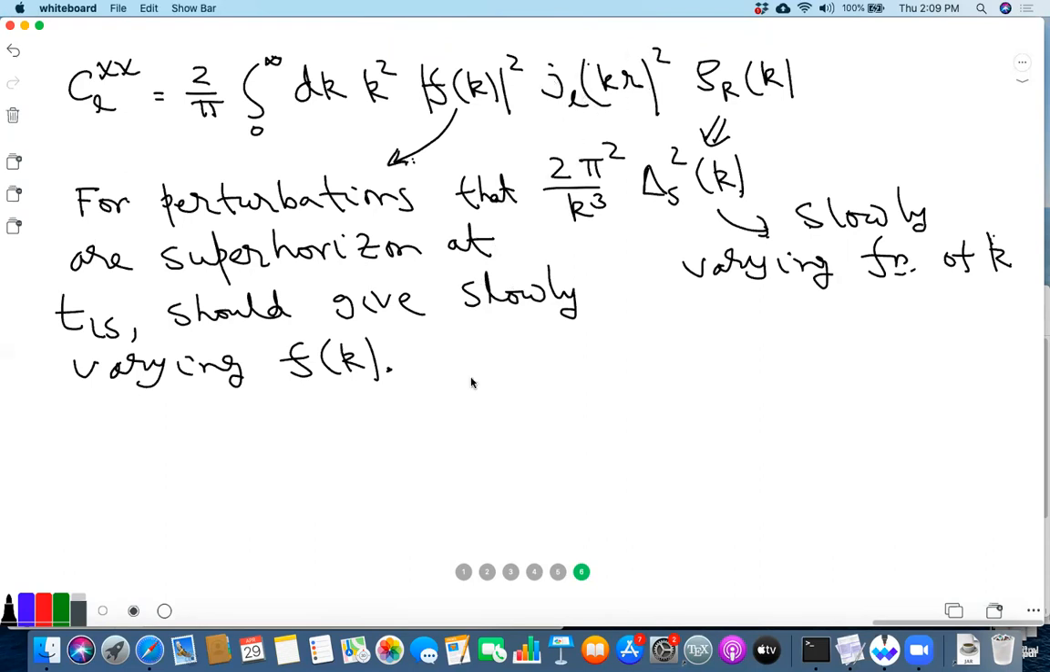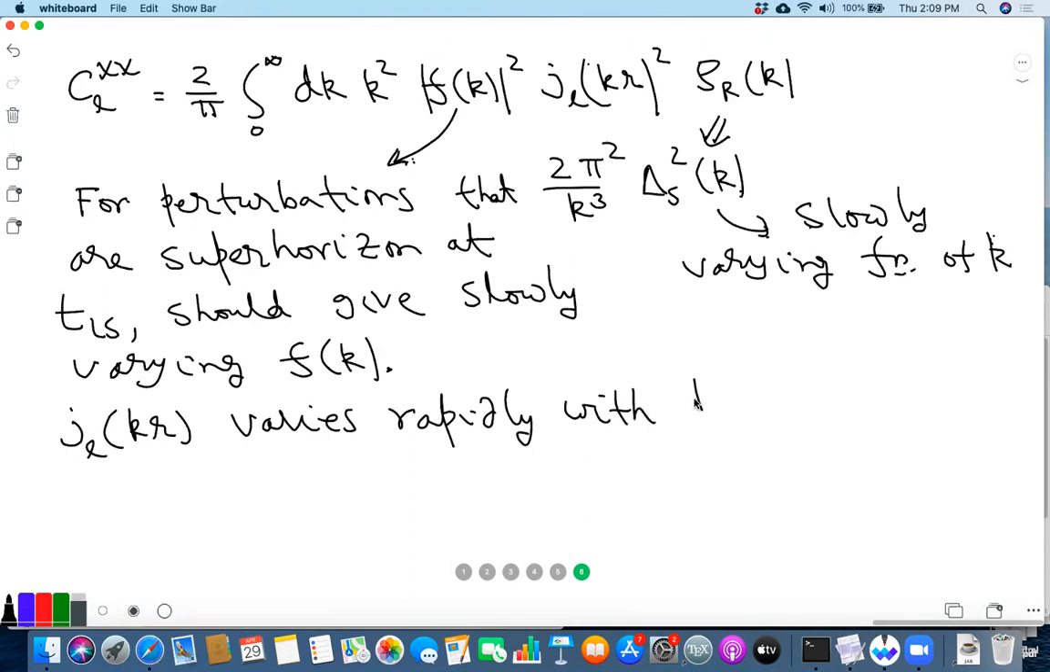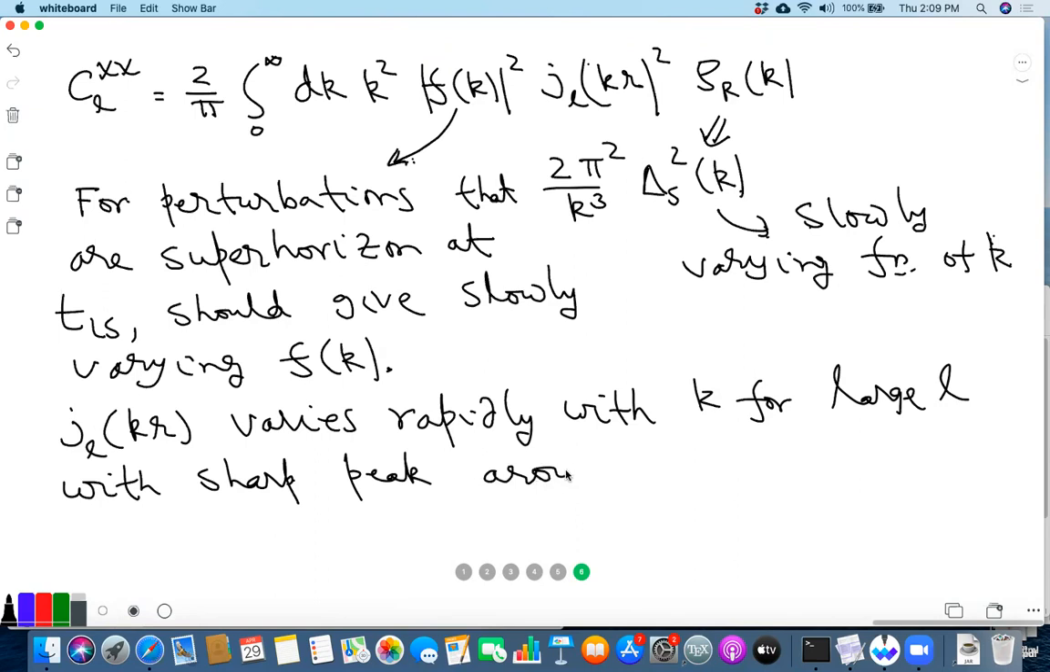This, on the other hand, is a rapidly varying function of k for large L. So j_L(kr) varies rapidly with k for large L, and it peaks around, I think, kr of order L. The argument is kr, right? kr of order L. So k is L over r.